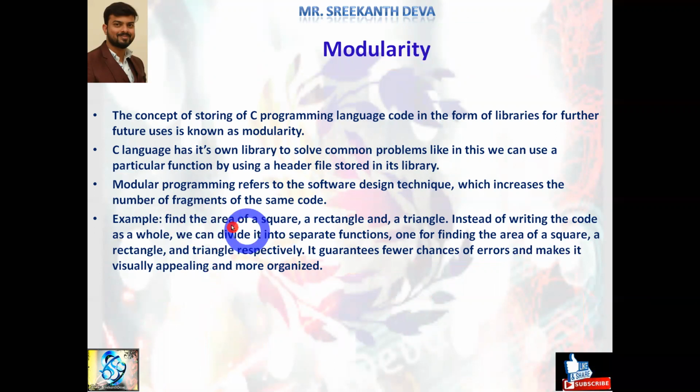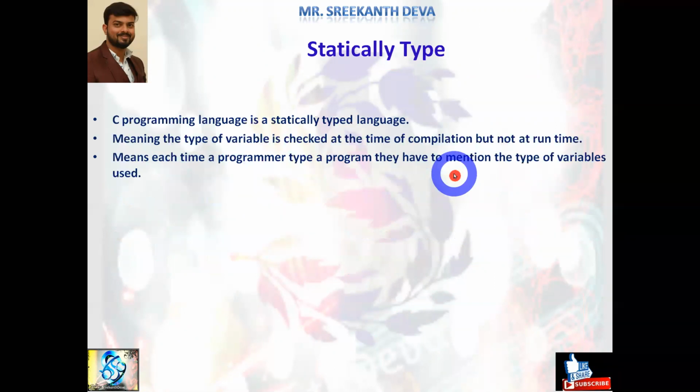The C language consists of a rich set of libraries, and we can also develop user-defined libraries and header files. That is what C is: modularity. Another important feature is that C is statically typed. C is a statically typed language, meaning the type of a variable is checked at compile time, but not at runtime. Each time a programmer writes a program, they have to maintain the type of each variable.